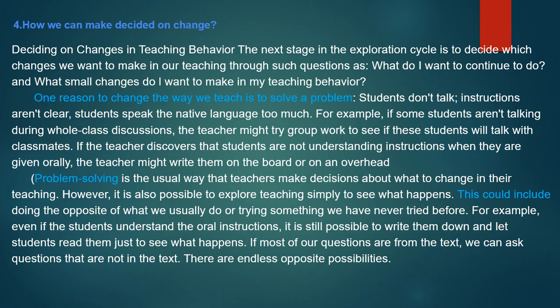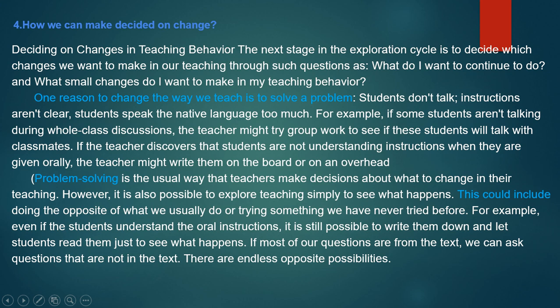The last stage is how we can make a decision or decide on change. Deciding on the changes in teaching behavior, the next stage, or what we call the last stage in the exploration cycle, is to decide what changes we want to make in our teaching through such questions as: what do I want to continue to do, and what small changes do I want to make in my teaching behavior?